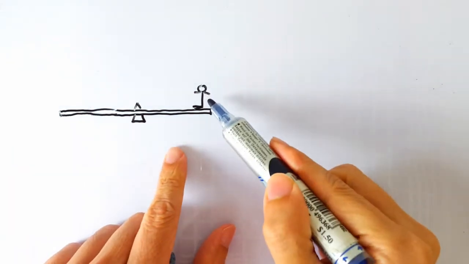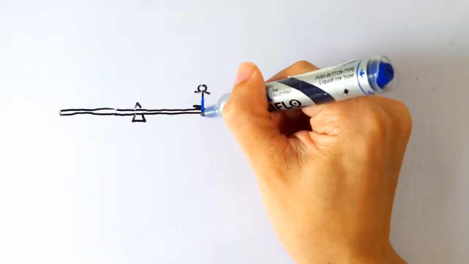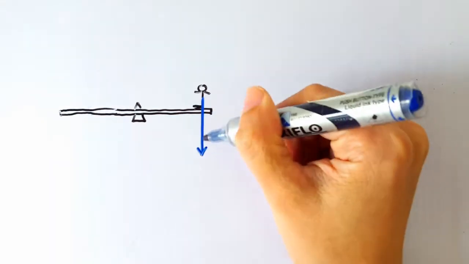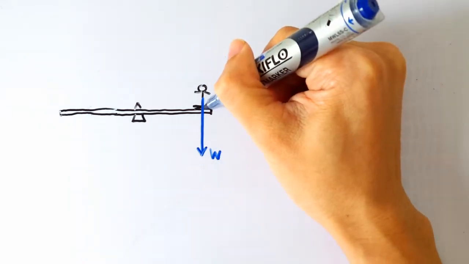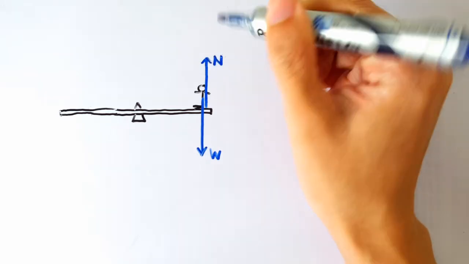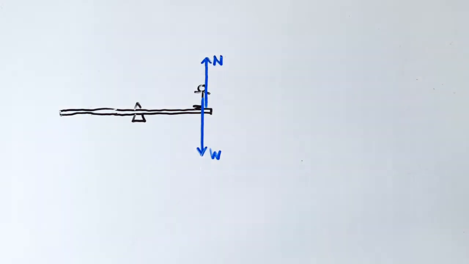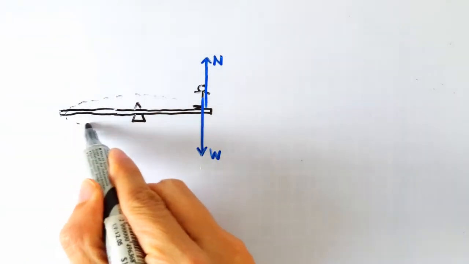Okay, what are the forces acting on this child here? Obviously, there's the gravitational pull of the Earth, so the weight. And obviously, there's a normal contact force that's upward. Now, is that all there is to it? No, because we know that this child here is going round and round in a circular motion.